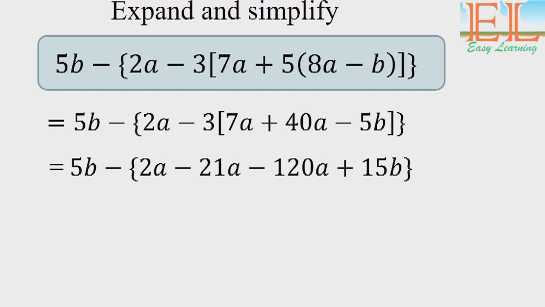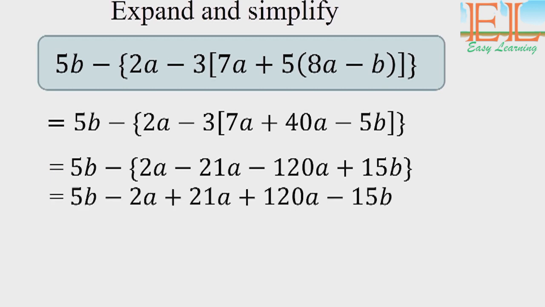Now yet again, you can simplify that bracket. You can also decide to keep expanding. And I kept expanding. Now I have 5b minus 2a plus 21a plus 120a minus 15b.